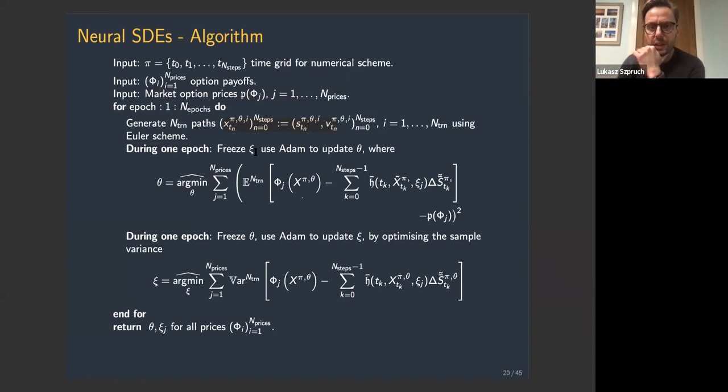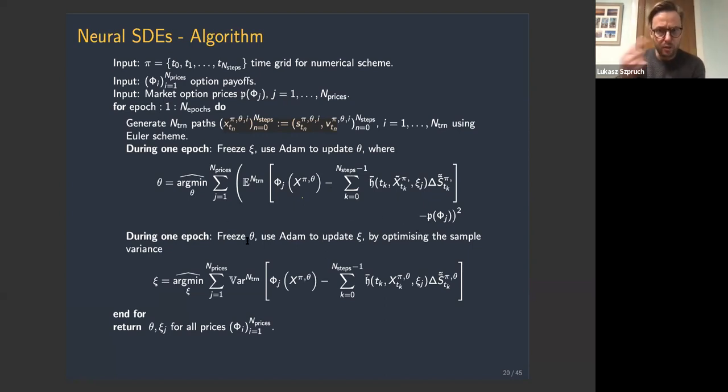With the parameters of your hedging strategy, remember, this is the term that comes from the martingale representation theorem that corresponds to hedging, you freeze it and you minimize this distance. So we want to calibrate. We want the expected value of this, the expected value of the hedging strategy, to be about zero, and this is the price of the derivative. So I'm trying to find the parameter theta, the parametrization of the drift and diffusion, or vol, of my neural SDE, so that I'm calibrating this.